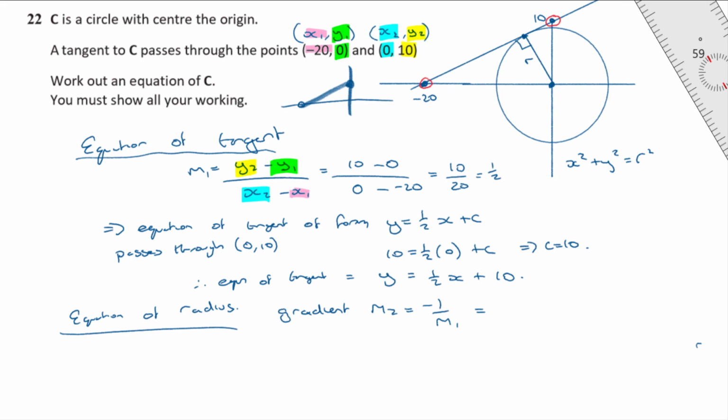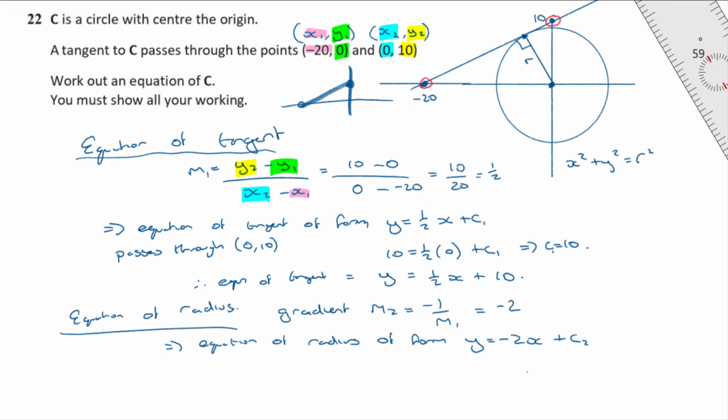So if you remember, m1 is a half, so turn that over, half becomes 2 and negate it. That tells me that the radius I drew on has a gradient of negative 2. Okay, how does that help me? So therefore we know the equation of the radius is going to be of the form y equals minus 2x plus c. Let's call that c2.